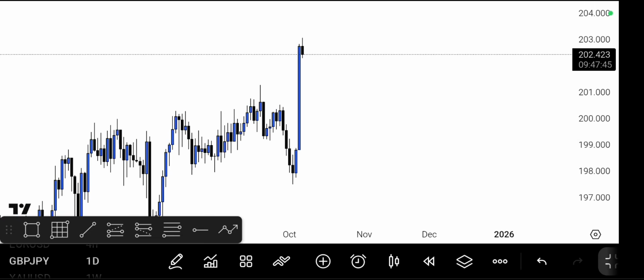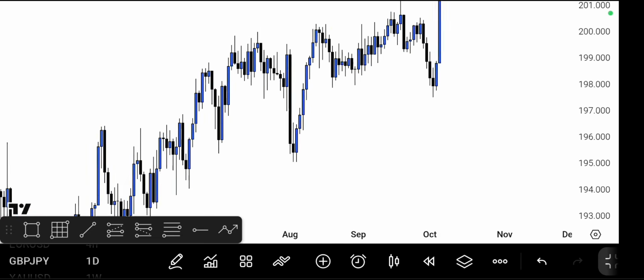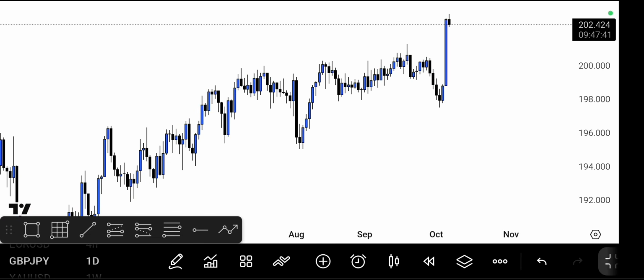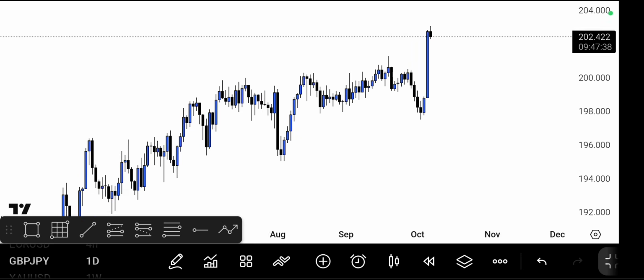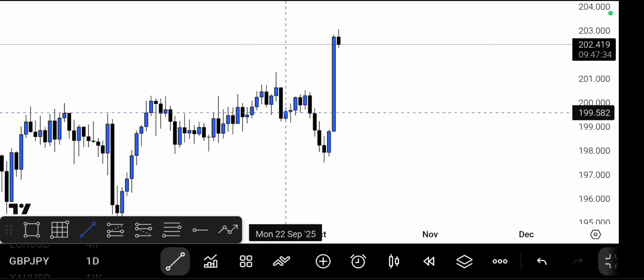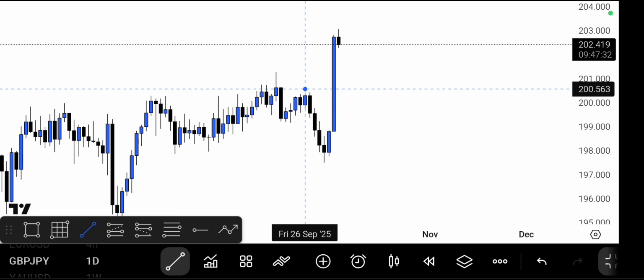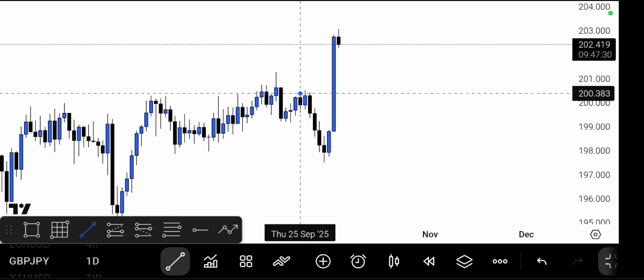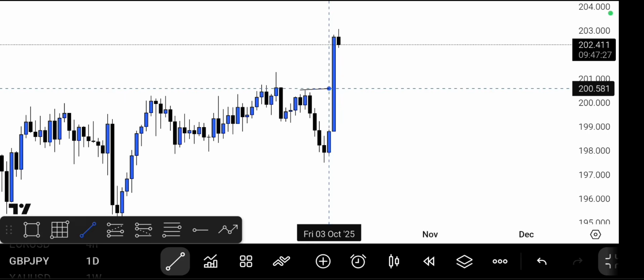So right here on the daily time frame, like I said, we identify the trend. Now what's the trend like? The trend is bullish, the market is pointing bullish. So we map out the recent break of structure. Now we have this as a market structure shift.